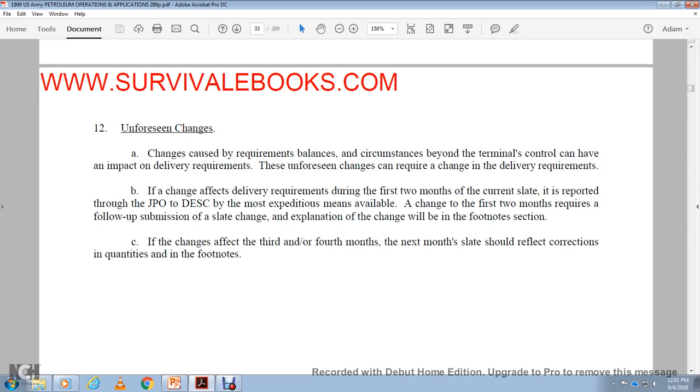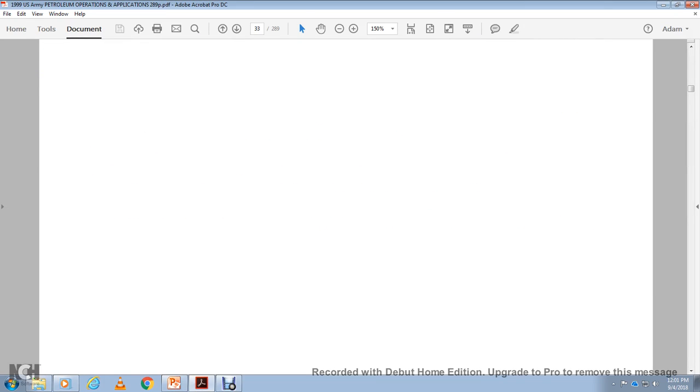The change of the first 2 months required with the following submission of the slate with the change with the explanation of the change will be for it. Note the section: if the change is effective in the third and fourth months of the next month's slate, it should reflect the correction of the quantity within footnotes.